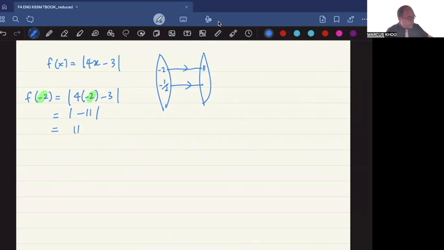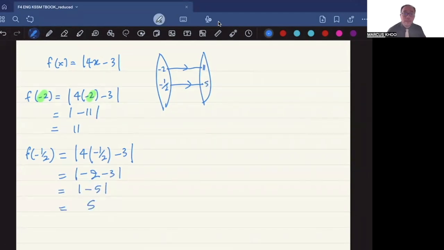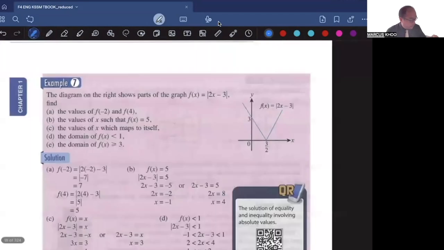The other one will be f(negative half). So 4 times negative half minus 3. This will give you minus 2 minus 3, which after you remove the modulus becomes 5. Just to remind you that when you throw away the modulus at the very end, you change the negative to positive.